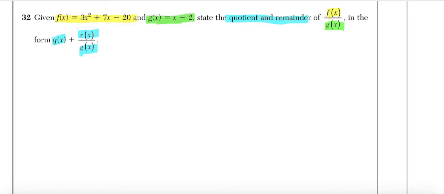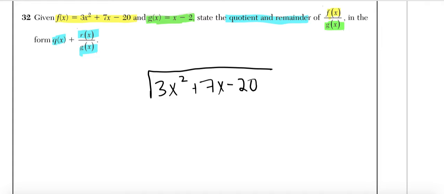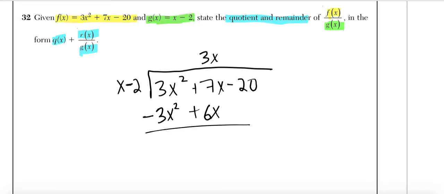So long division, we want to do f of x, which is 3x squared plus 7x minus 20, and we put a long division box, divided by g of x, which is x minus 2. First I divide the first term, 3x squared, by x to get 3x. Then I distribute the 3x over x minus 2, and I get 3x squared minus 6x. But I have to change the signs to the opposite. Since I'm going to subtract, positive 3x squared becomes negative 3x squared, and negative 6x becomes positive. So the 3x squares cancel out, and I get 13x minus 20. I bring down the negative 20.